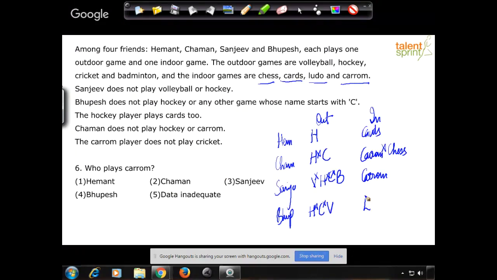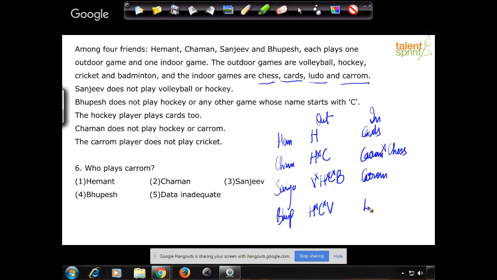Because it clearly says Bhupesh does not play any game that starts with the alphabet C. And out of the 4 indoor games that are mentioned to us, only one indoor game does not start with the alphabet C, and that is the game of Ludo. Therefore, Ludo is played by Bhupesh.